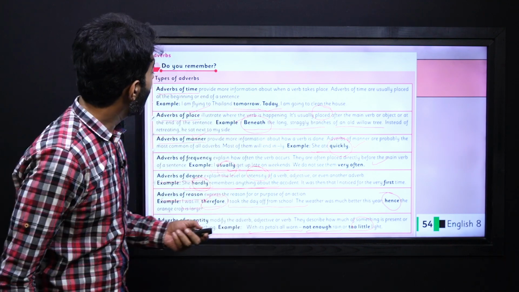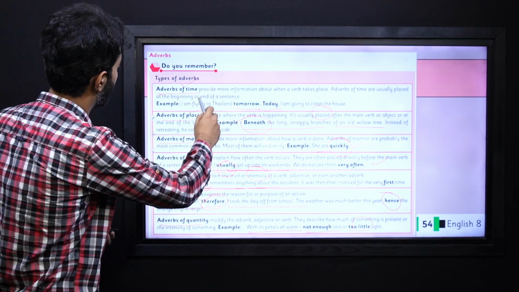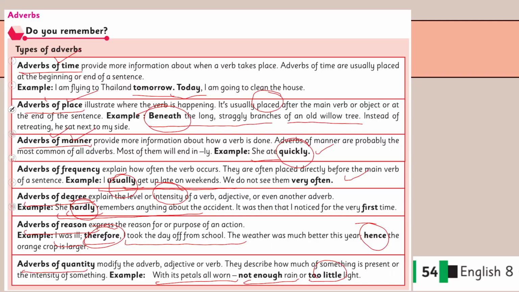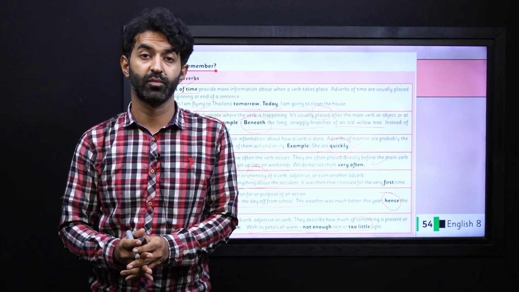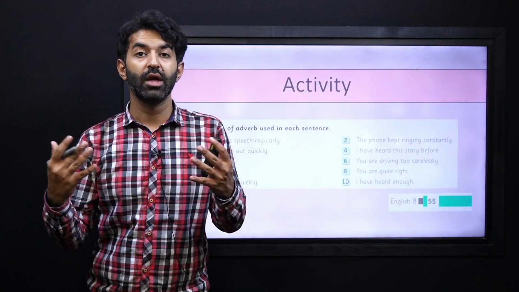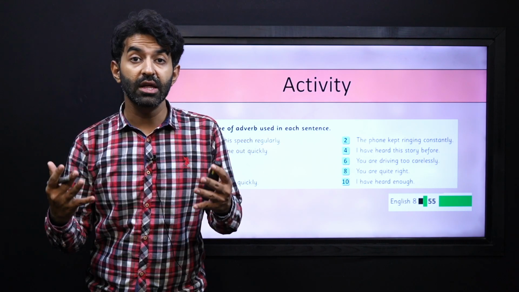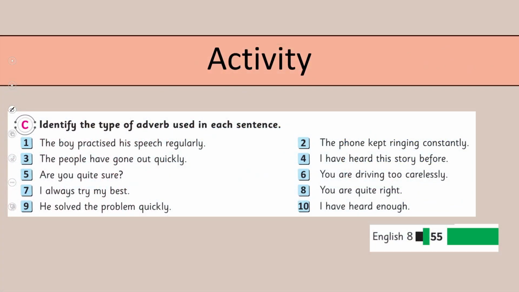So let's see how many we have over here. Adverb of time, place, manner, frequency, degree, reason, and quantity. It is very important to memorize all these different types of adverbs, because after that we can easily recognize them. Now, I'll do the first one with you, and then you're going to do the remaining by yourself. You have to identify the type of adverb which we learned in the previous slide.